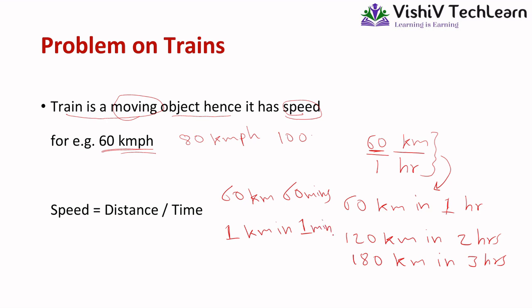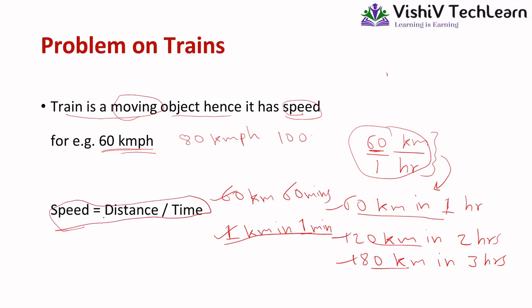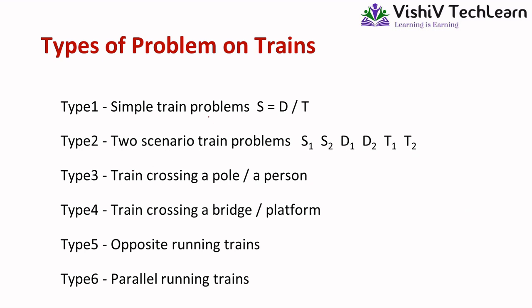This is how we can deduce these kinds of conversions from the given speed of 60 kilometers per hour. So this logic which we just discussed, 60 kilometers in 1 hour, 120 in 2 hours, and so on, is governed by the formula speed equals distance upon time, and this same formula we are going to use throughout this topic. Okay, so let's start with types of problems.